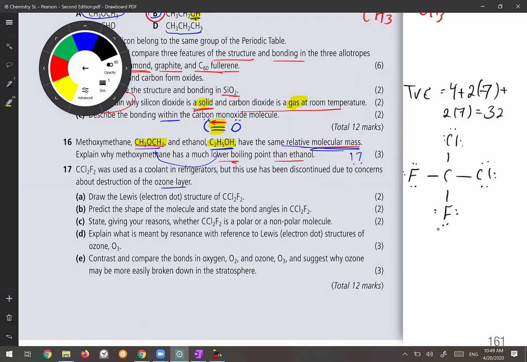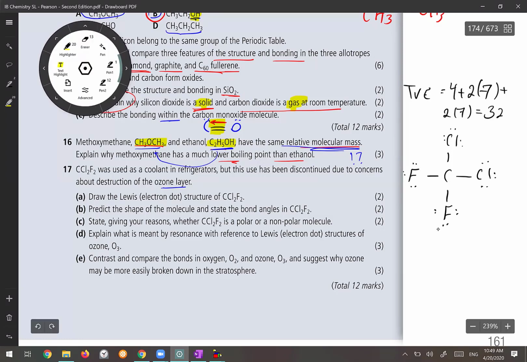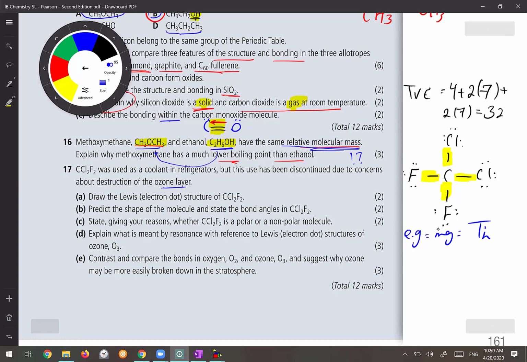Just predict the shape of the molecule and the bond angles. So what would be the shape of the molecule? For the shape of the molecule, you have to determine the domains. How many domains do we have? 4. We have 4 domains. So both electronic geometry and molecular geometry are tetrahedral. I write TH. And what is the angle in a tetrahedral structure? 109.5. Okay, so if you want to draw it, you have to draw it like this. And the angle is 109.5 degrees.